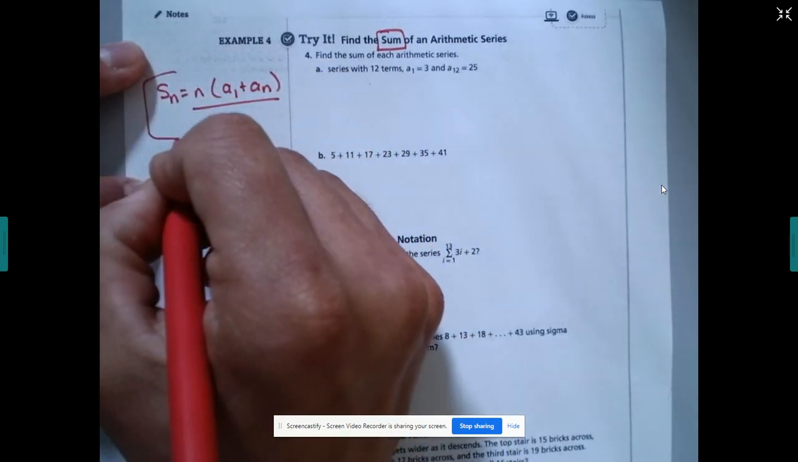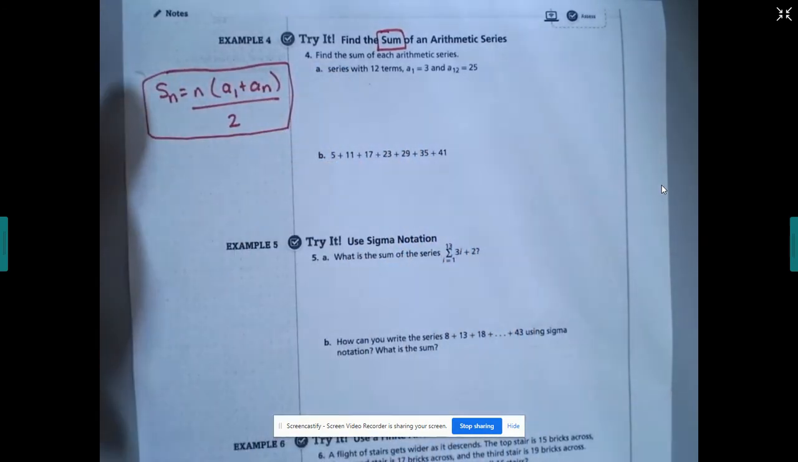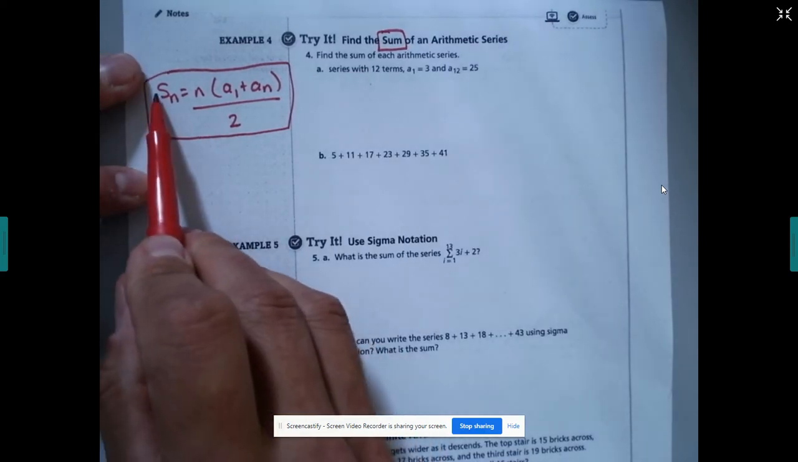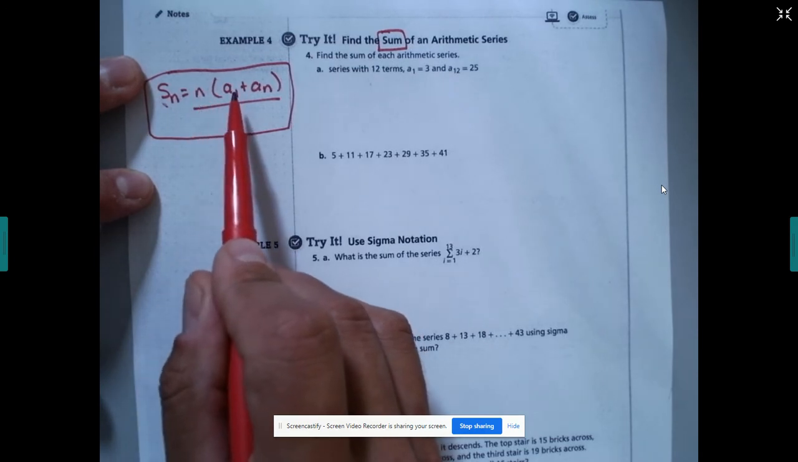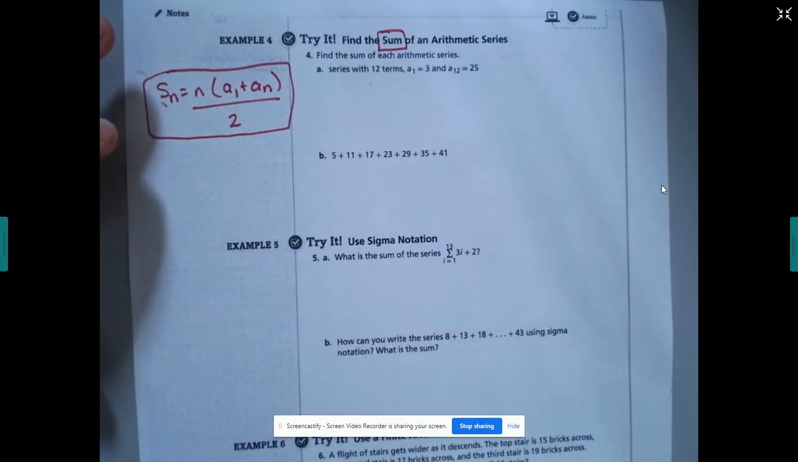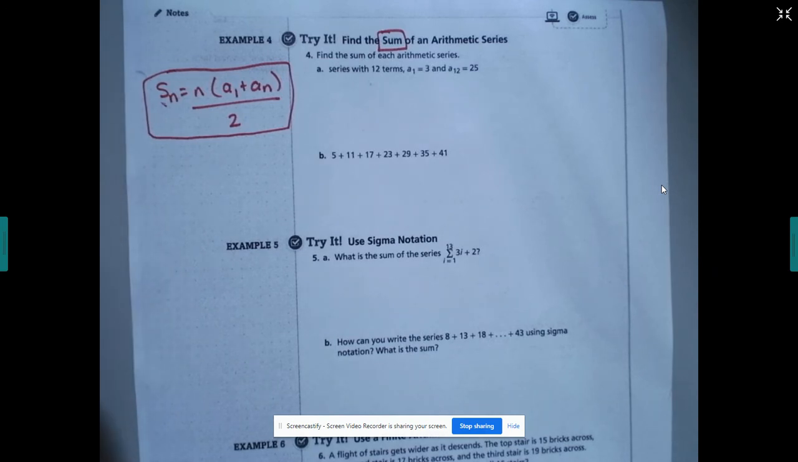This is how we find the total of that sequence. Okay, so S of n means series or sum. n is still the number of terms, a1 is the first term, an is the last term. So everything's the same. Okay, it's just a different formula, a different setup.